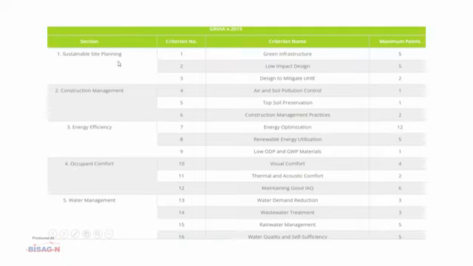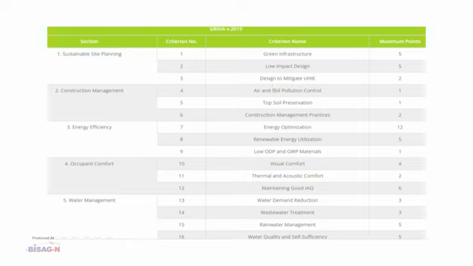There are 5 sections here. I am covering them one by one. These are 5 sections, and in the next slide we will be covering the next 5 sections. So under these sections we have different criteria. Each section has 1 to 4 criteria. So the first is green infrastructure. There we can achieve 5 points. Then low impact design. Then design to mitigate UHIE.